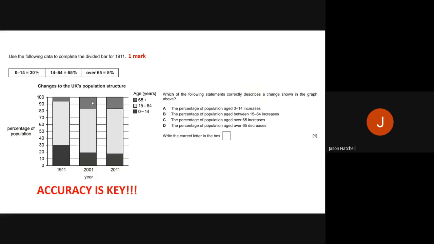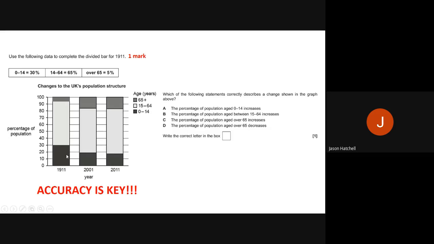There is also then a question though based on this set of bar graphs as well. So you've got to use the figure again. Okay, and that says which of the following statements correctly describes a change shown in the graph above. So which of these statements is true? The percentage of population aged 0 to 14 increases.